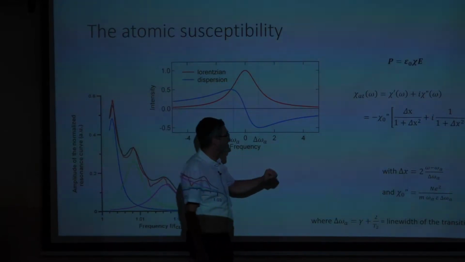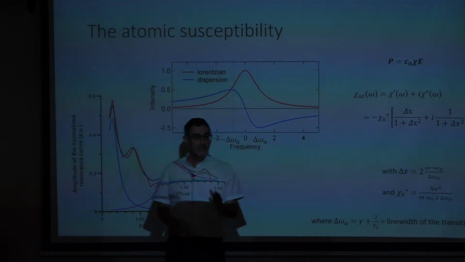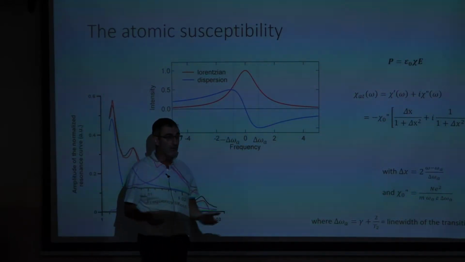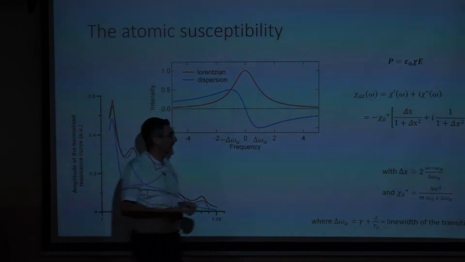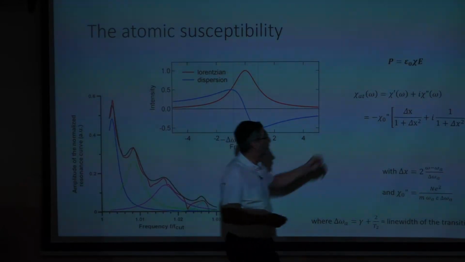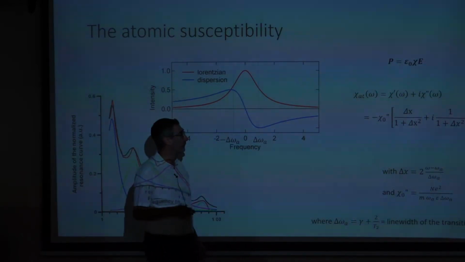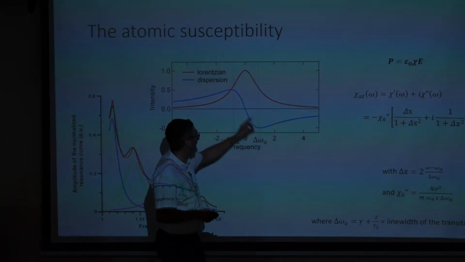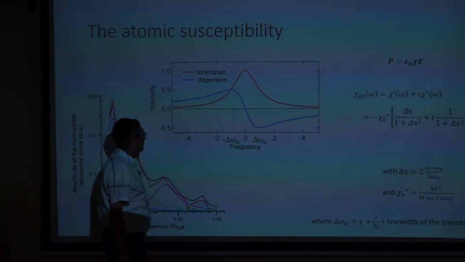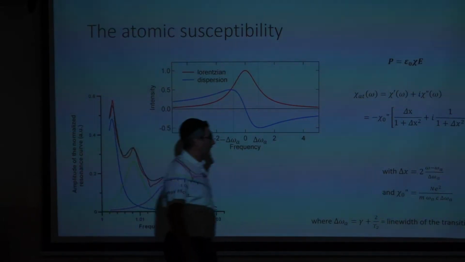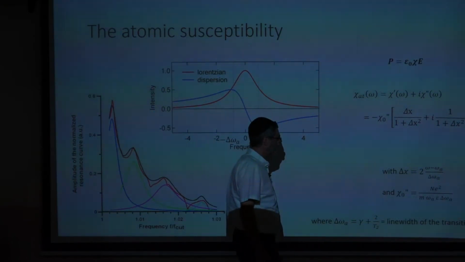So delta omega is the difference between omega and omega A. I excite the system at omega. The system is naturally resonant at omega A. If you are far away from omega A, you will have almost no interaction between the field and the medium. If omega is close to omega A, then you start to see some effect. That's for the real part, and for the imaginary part, it's this curve here, which gives you the true amplitude of the interaction.